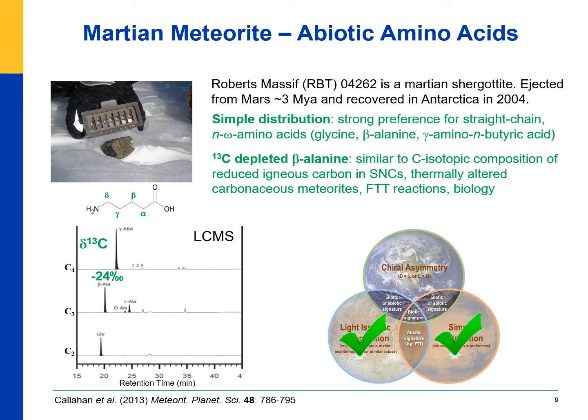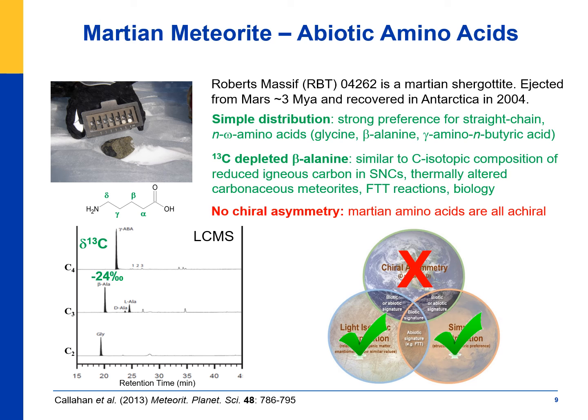Interestingly enough, we also see depletion in carbon-13 isotopes. And this is a measurement that was made for beta-alanine, a delta-13C value of -24 per mil, which is similar to the carbon isotopic composition of reduced igneous carbon found in other Martian meteorites, as well as thermally altered carbonaceous chondrites. It is also consistent with Fischer-Tropsch type reactions and overlaps with terrestrial biology. So we do satisfy that requirement, starting to get pretty interesting.